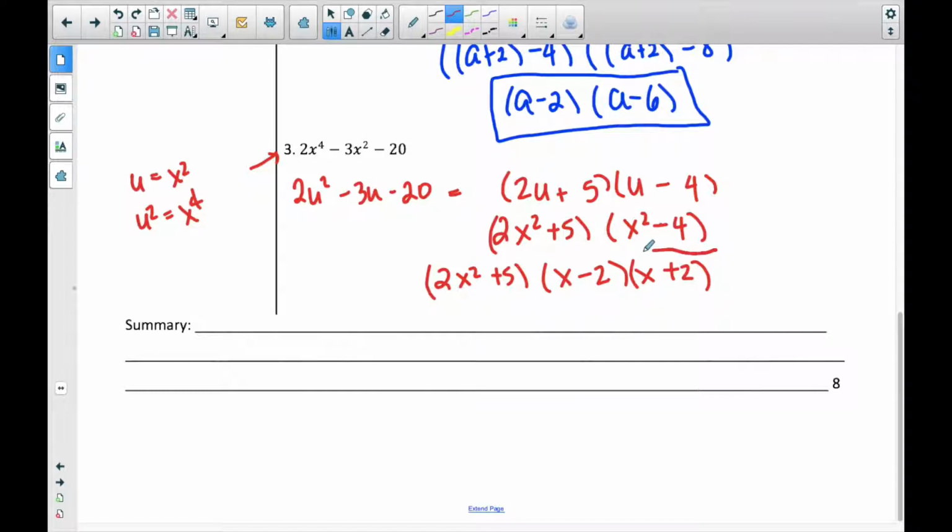The order of your factors does not matter. Remember, multiplication follows the commutative property. You can move things around. And so the order does not matter here for multiplication. All right, that is all.